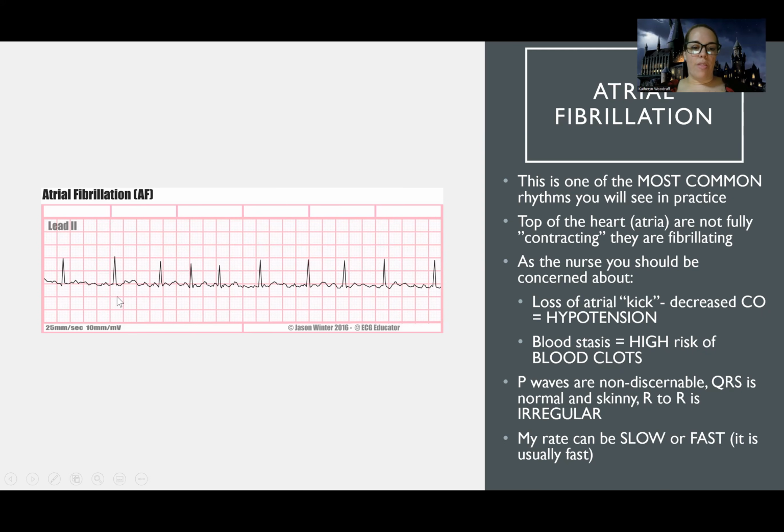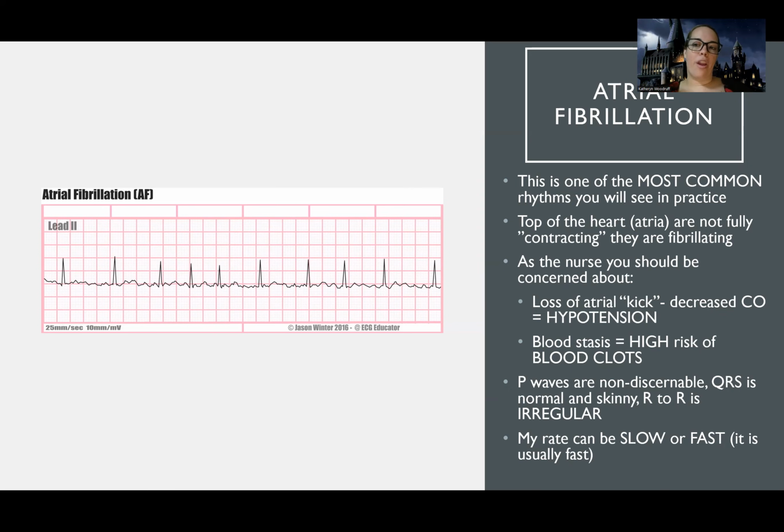So in this rhythm, like we were talking about earlier, the P waves are going to be non-discernible. I can't even tell that there's a P wave here. It's going to just look like a squiggly line. The QRS is regular and skinny, and my R to R is going to be irregular. A lot of times with atrial fibrillation, the way that a lot of people remember it is that it's regularly irregular. In other words, I can always count on it being irregular. The rate in between is always going to be off.